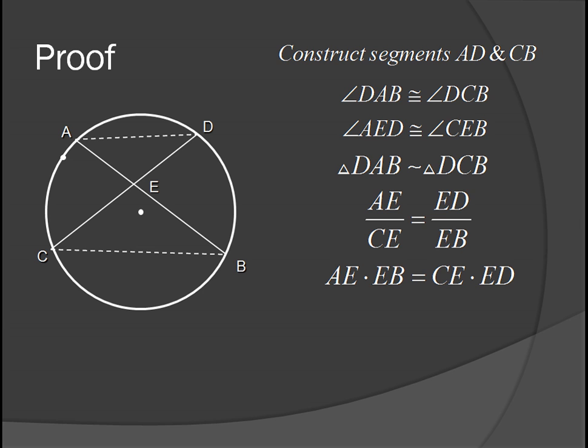Now, this seems like an odd result from this statement. But if we took AE times EB, just like we were cross multiplying, and CE times ED, we would see that relationship.